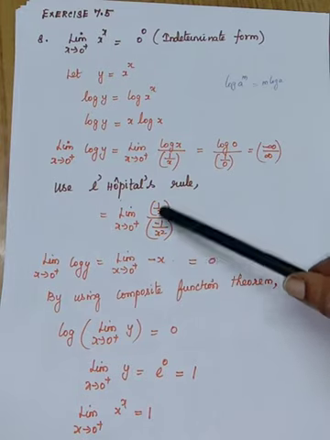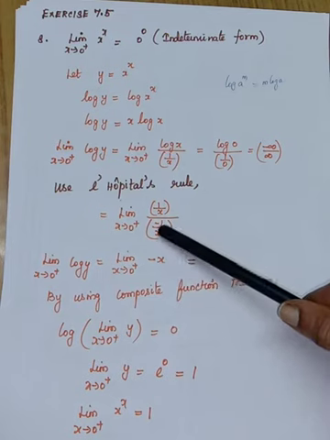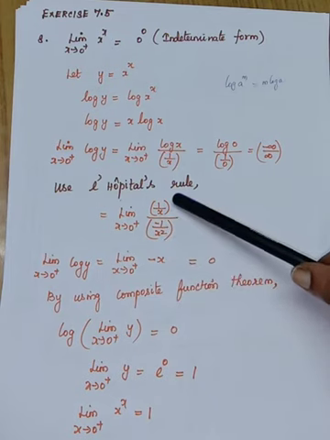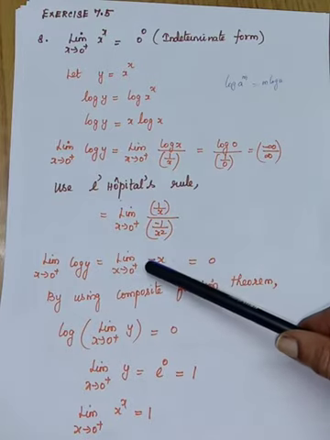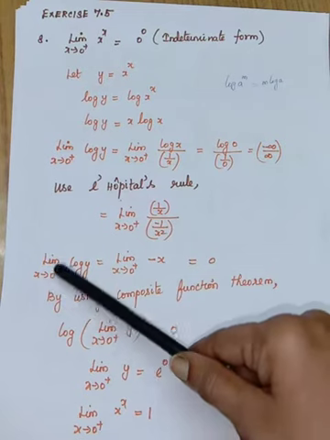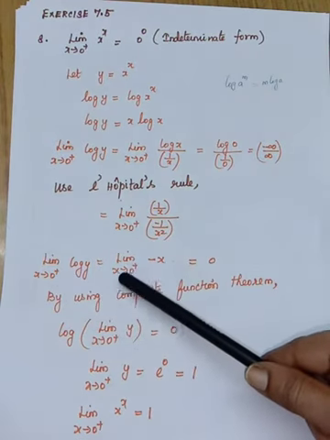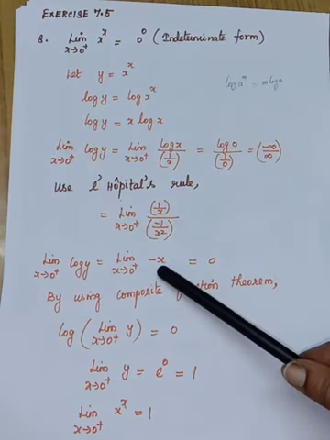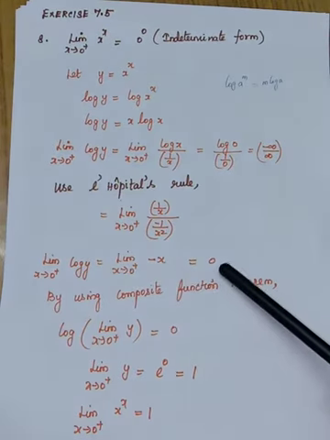So when you simplify, this x squared will go to the numerator, and x squared and 1 by x get cancelled. So you will have minus x. So what is on the left side? Here we have written limit x tends to 0 plus log y, that is equal to limit x tends to 0 plus minus x. When you apply the limit, the answer is 0.